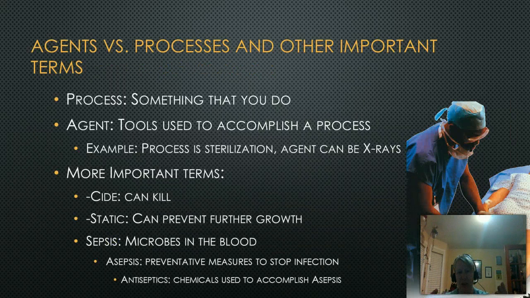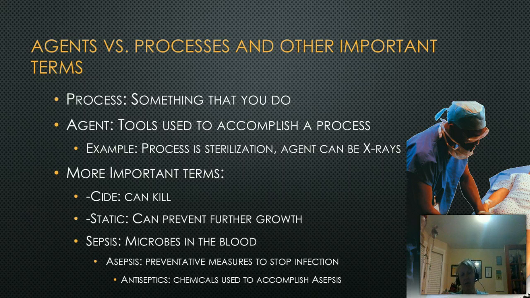So we have a couple important terms that we need to get straight before we can go into the next two topics. And this is agents and processes. So agents are the tools that we use to do something. That something we're going to do is a process. So for example, if I want to sterilize some surgical tools, that is a process. Sterilization is my process. Now, if I'm going to use x-rays to do that, I would use the x-rays in order to sterilize. So that's my agent. The same thing comes with bleach. If I'm disinfecting something, disinfection is my process, whereas bleach is my agent.